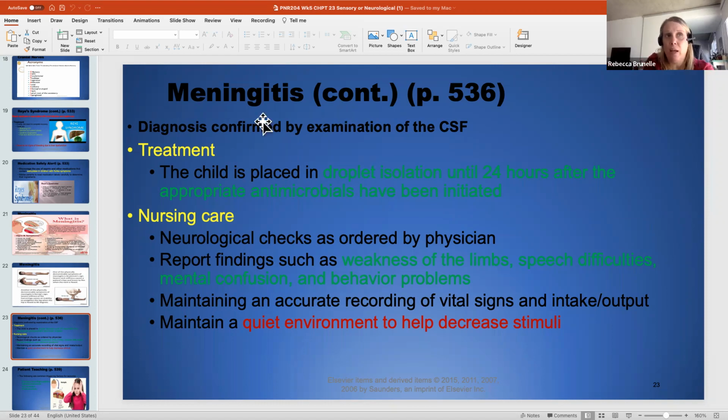While they're waiting for the lumbar puncture results to come back, they're put in isolation for at least 24 hours. They almost always order neuro checks. As a nurse, in addition to keeping a close eye on their neurostatus, you want to make sure it's a quiet environment that doesn't have a lot of stimuli, because they can be really annoyed with lights and sounds and stuff like that.